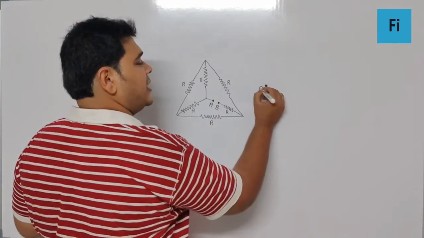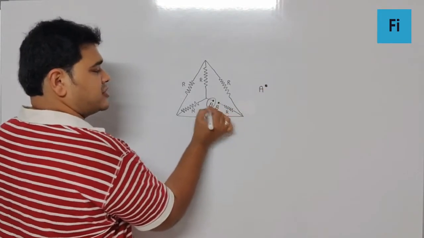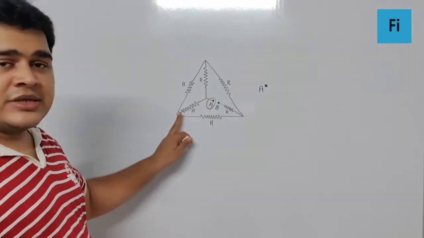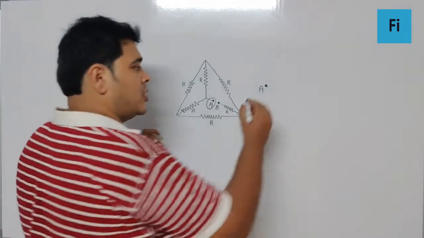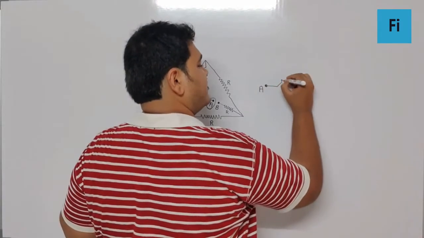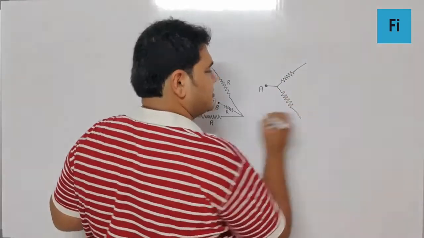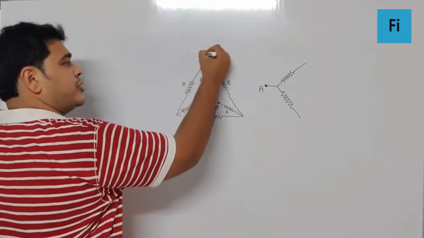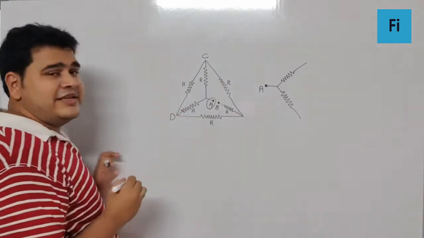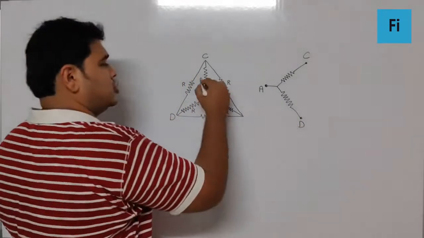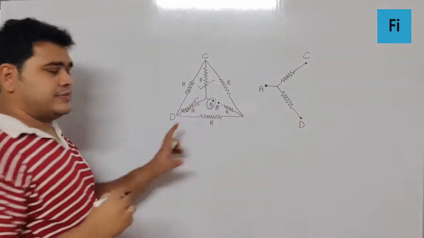If I start with point A, this is the point I am starting with. Can I say from point A I go to two branches with two resistances? So I'll have the resistances like this. Let's call this point C and this point D. So here this will be C, this will be D. So we are done with these two resistances.